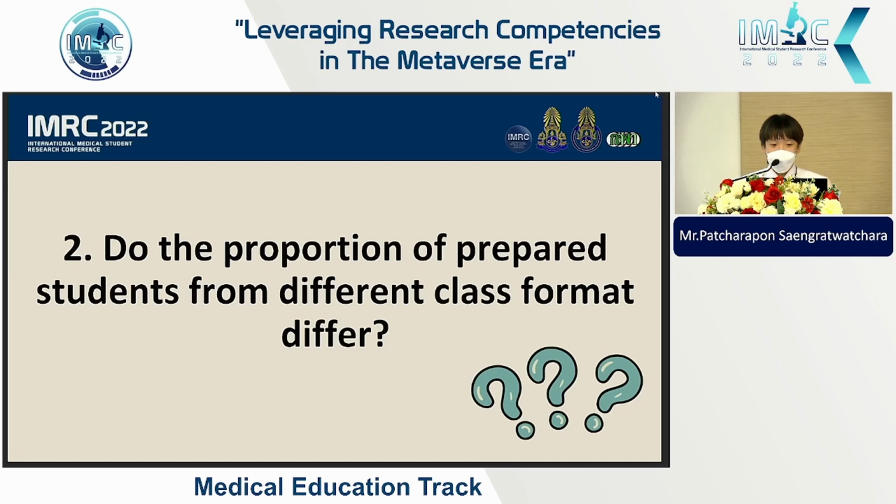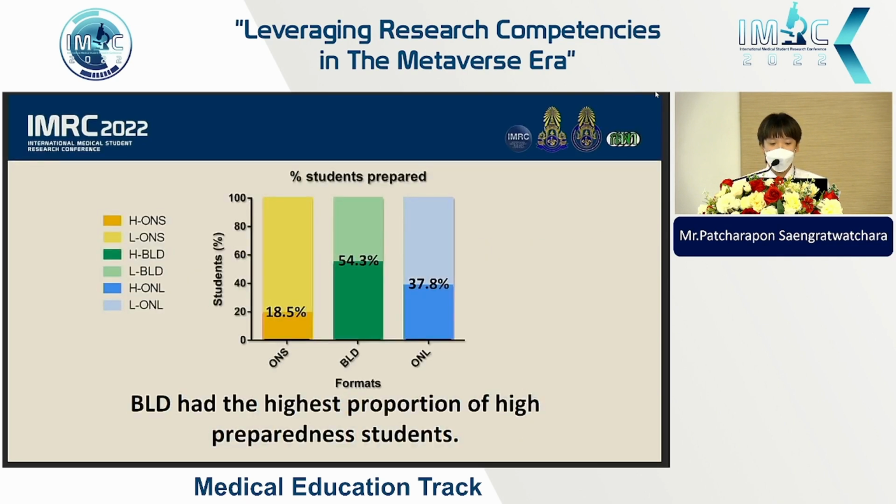Okay. Does the proportion of prepared students from different class formats differ? Also yes. Blended students had the highest proportion of highly prepared students. You can see that 54.3% of blended students were highly prepared. The darker color here represents the highly prepared students.